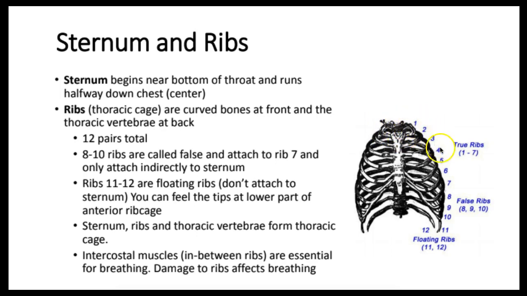Ribs 1 through 7 are true ribs because they attach to the sternum. Then we have 8, 9, and 10, which are false ribs. They don't attach to the sternum, but they do attach to number 7 and number 6. You can see that kind of right here. Instead of coming here and directly attaching to the sternum, they kind of bleed up and then fuse with the ribs above it on the cartilage right here. And then 11 is a floating rib. It doesn't attach anywhere, and neither does 12.